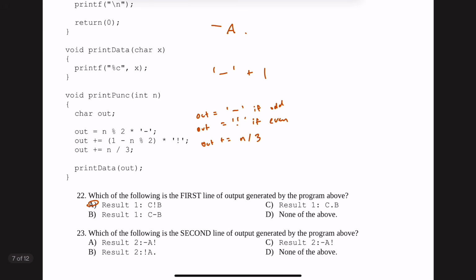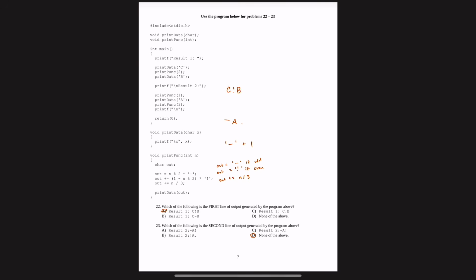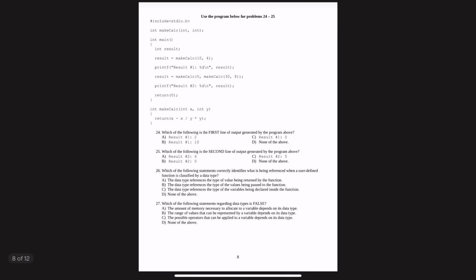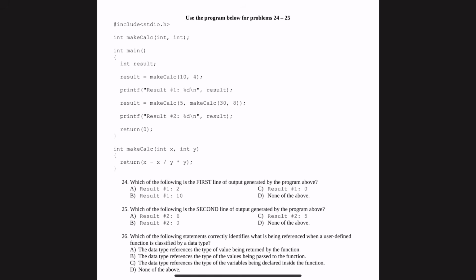So my answer is going to be, let's see, looks like it's going to be none of the above. I'm printing out dash A period. Moving on to question 24 and 25. Previewing through this code, I see I have a couple of function calls, some nested function calls, and just a single line of calculation.